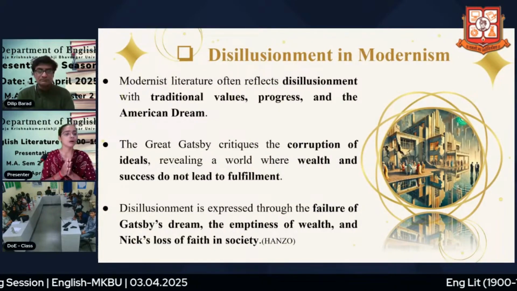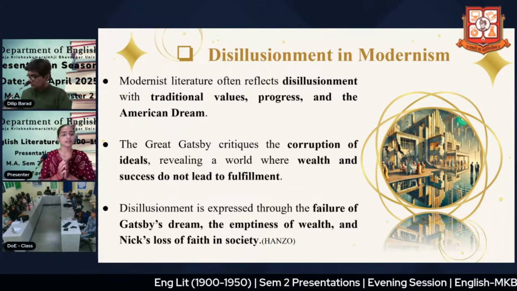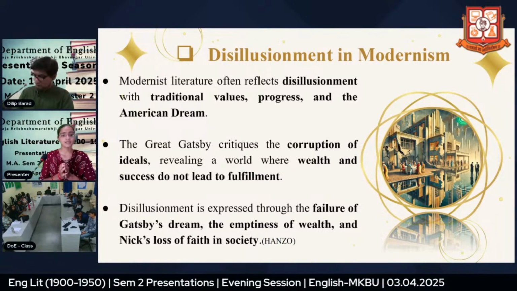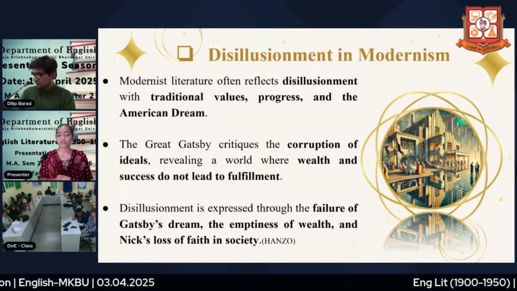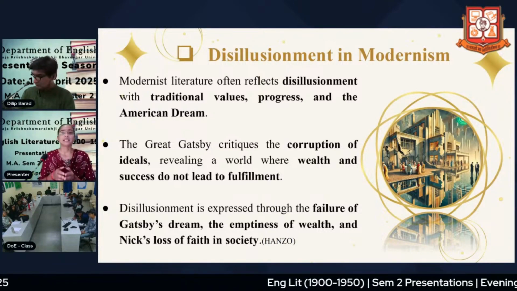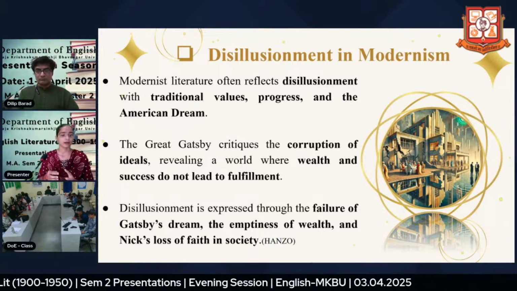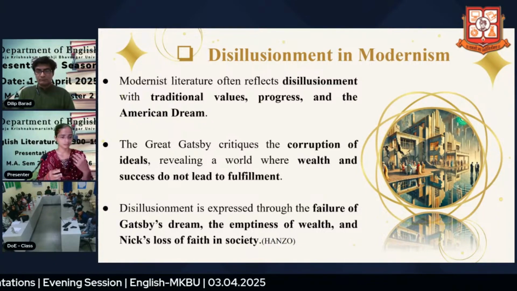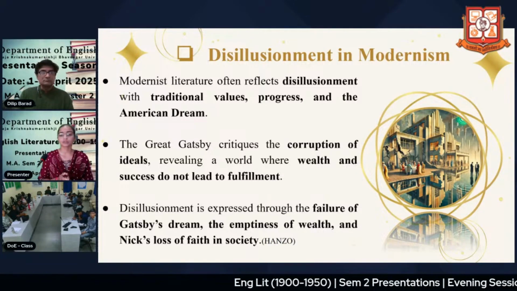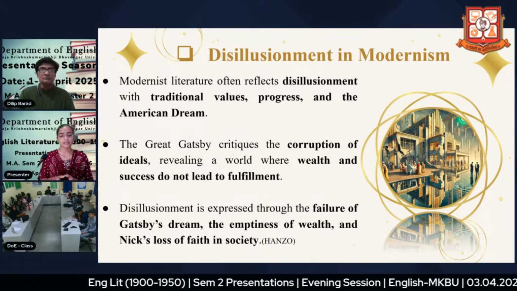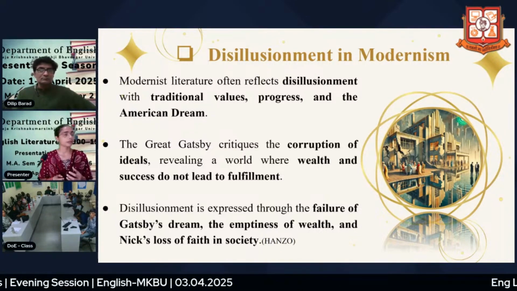Disillusionment in modernism. Modernist literature often reflects disillusionment with traditional values, progress, and the American dream. The Great Gatsby critiques the corruption of ideals, revealing a world where wealth and success do not lead to fulfillment. So Gatsby has wealth and success, but they do not lead to fulfillment in his life. Disillusionment is expressed through the failure of Gatsby's dream, the emptiness of wealth, and Nick's loss of faith in society.